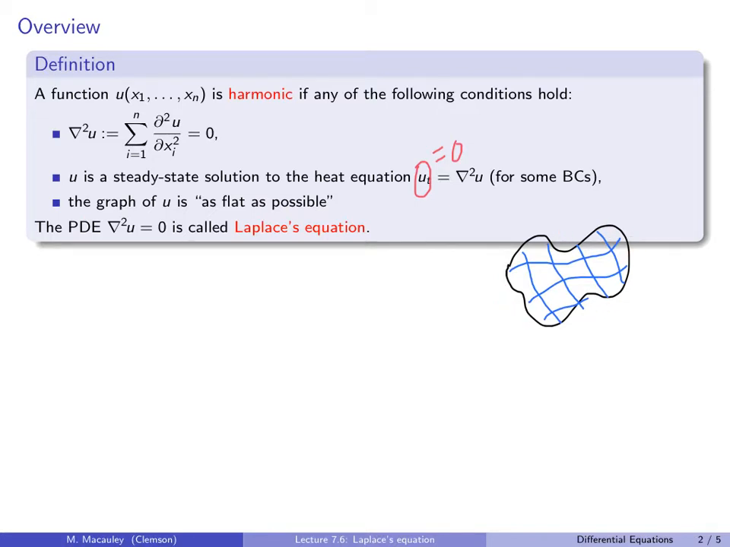So the PDE right here, Laplacian u equals 0, is called Laplace's equation. Before we can solve the heat equation in two dimensions, or in any number of dimensions, we need to understand how to solve Laplace's equation first. And that's what we will do in the remainder of this lecture.